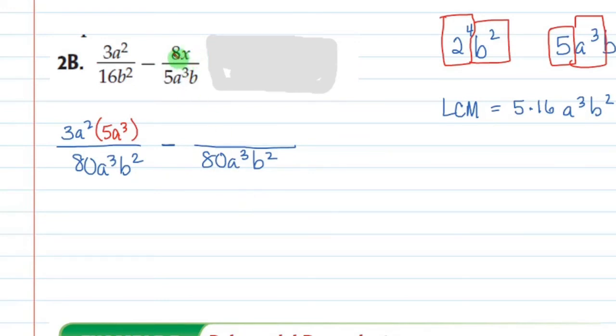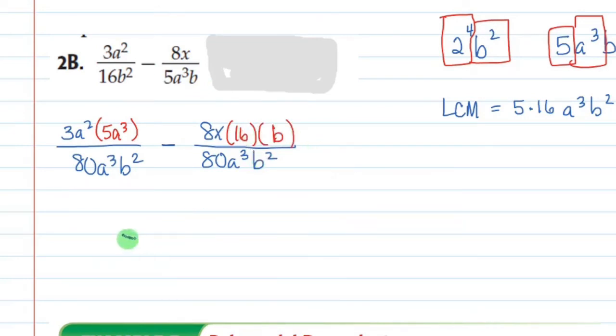How about here? What do I do to 5 to make it 80? I multiply by 16. So I already have an 8x up here. I'm going to multiply it by 16 also, because 5 times 16 is 80, so 8 times 16 is going to happen up top. I already have an a to the third power, so I don't have to do anything with the a's, but what do I do to this b to make it a b squared? I multiply by a b.